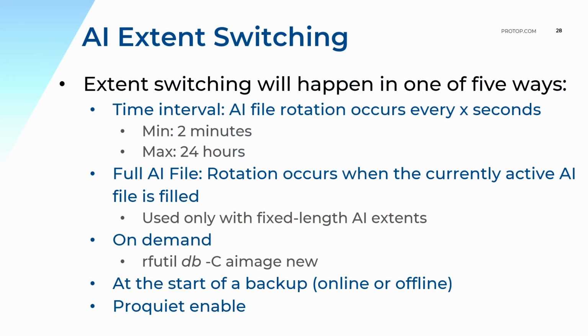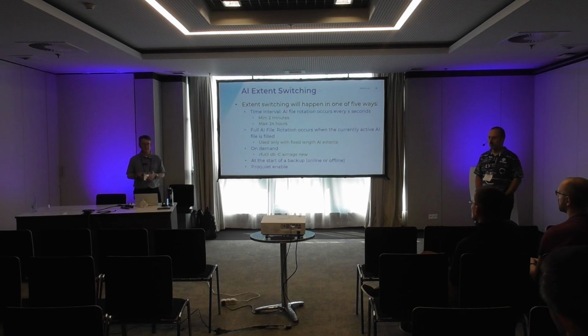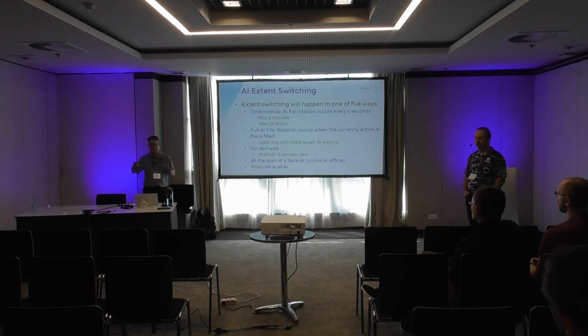Okay, so your extent switching, we've already talked about the daemon doing that for you. There are different ways that this can happen. You can set up the daemon with an AI arc interval, and that can be any value from 2 minutes up to 24 hours. It doesn't really make sense to do more than 24 hours because you're probably backing up every 24 hours, so you want to be doing switches within the backup interval.